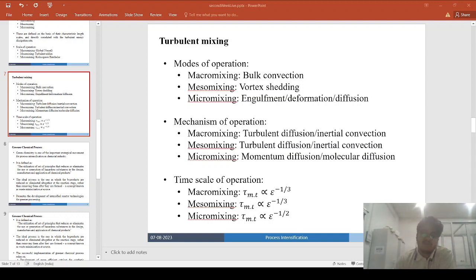So for the aqueous solution, for example, aqueous solution in the turbulent regime, the Kolmogorov's length scale is of the order of 10 to 30 millimeters.